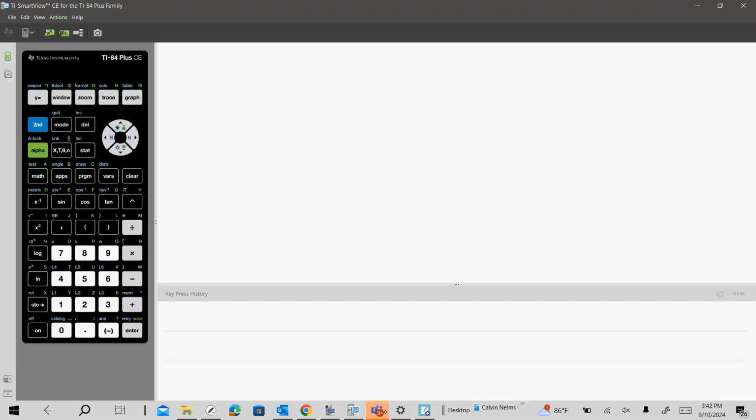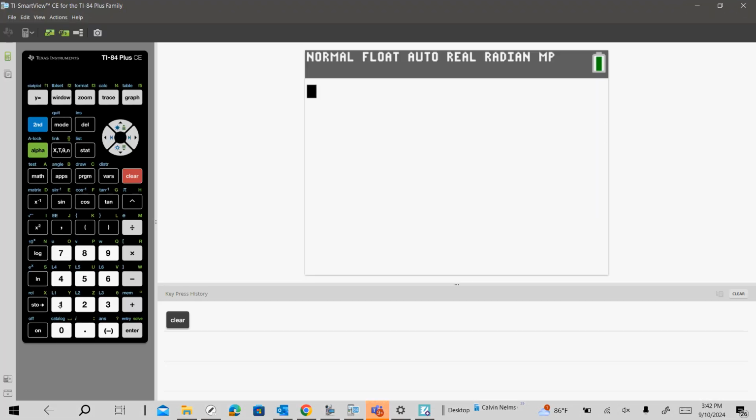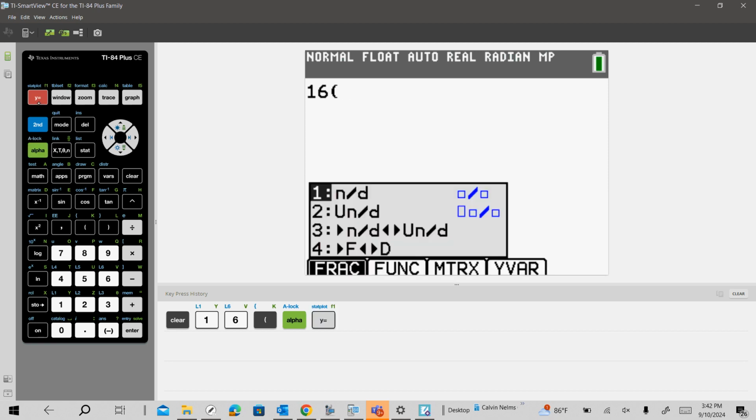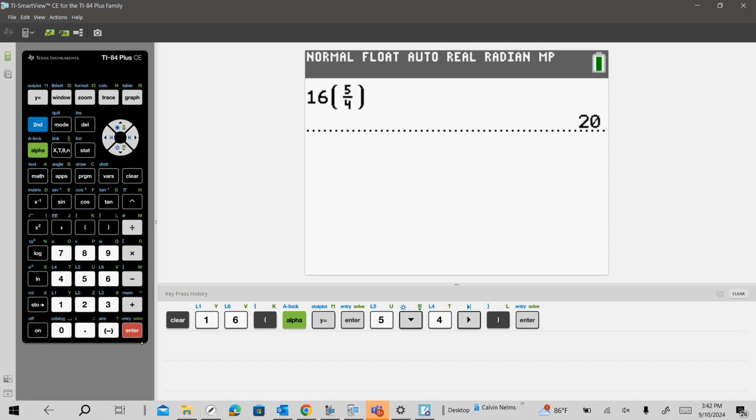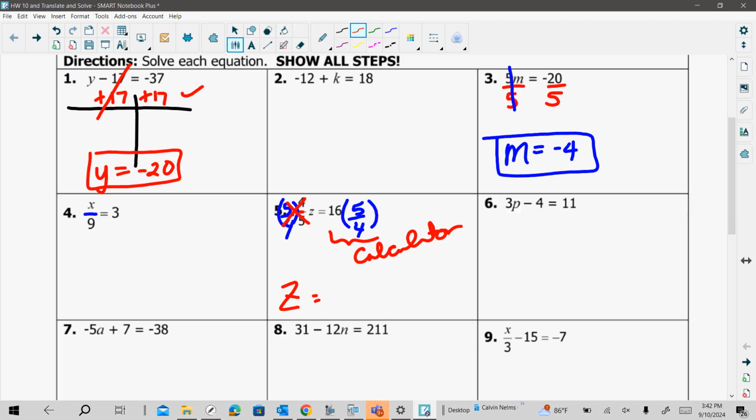When we're doing our fraction in the calculator, when I do 16 parentheses, the fraction 5/4, you have to hit the green alpha button, then the y equals button, which is above the blue button right here. Now we get to enter our fraction box. We're going to put a 5, arrow down to the bottom, 4, arrow to the right, close the parentheses, and hit enter. And so we see that z is actually going to be 20 here. So this step is different than number 4, because since that is showing divide by 9, the inverse of division is a multiply by 9.